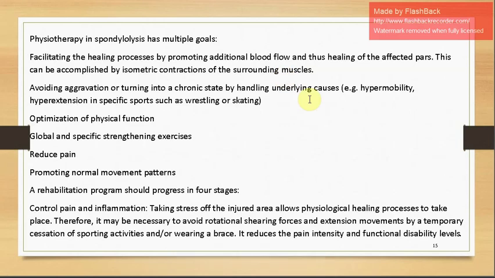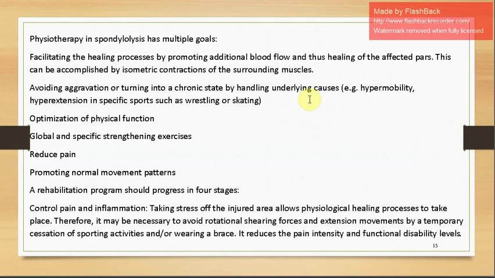Now, physiotherapy in spondylolysis has multiple goals. As physios, we have an important role to play in the rehab or the treatment of these patients, facilitating the healing process by promoting additional blood flow and thus healing of the affected parts. This can be accomplished by isometric contractions of the surrounding muscles, avoiding aggravating activities or turning into a chronic state by handling underlying causes like hypermobility, hyperextension in specific sports such as wrestling or skating, optimization of physical function, global and specific strengthening exercises to reduce pain, and to promote normal movement patterns.